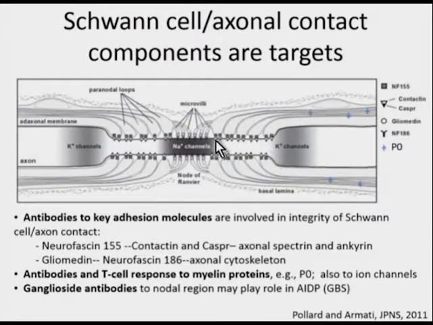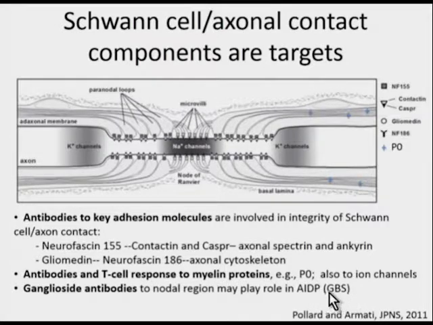So antibodies can affect these particular protein components and cause them to detach and disrupt, and therefore cause degeneration and breakdown of the myelin. We see also here proteins in the myelin sheath, specifically P0, and antibodies and T-cell responses have also been identified to myelin proteins and also to these specific ion channels. So there are a number of different ways in which the myelination can be affected in the axon. So this is not just one disease.